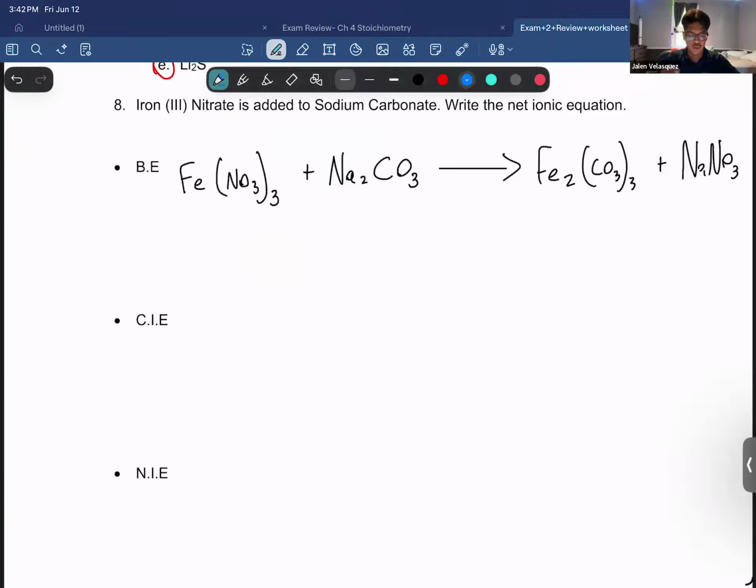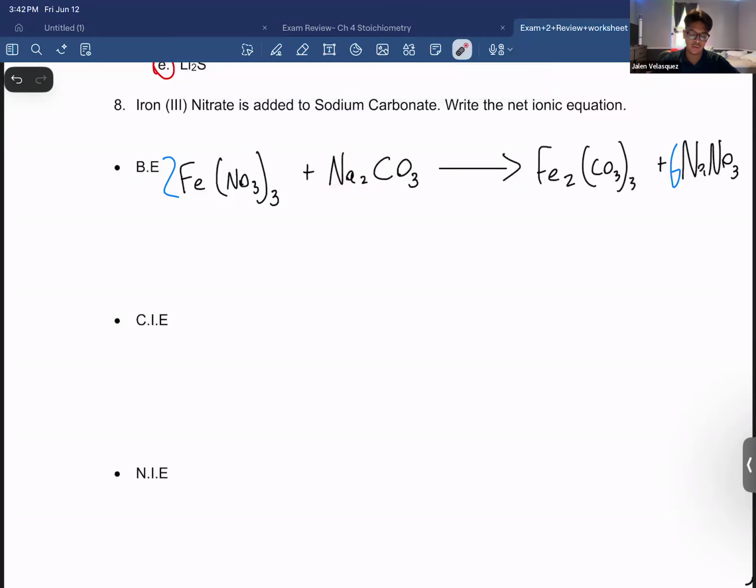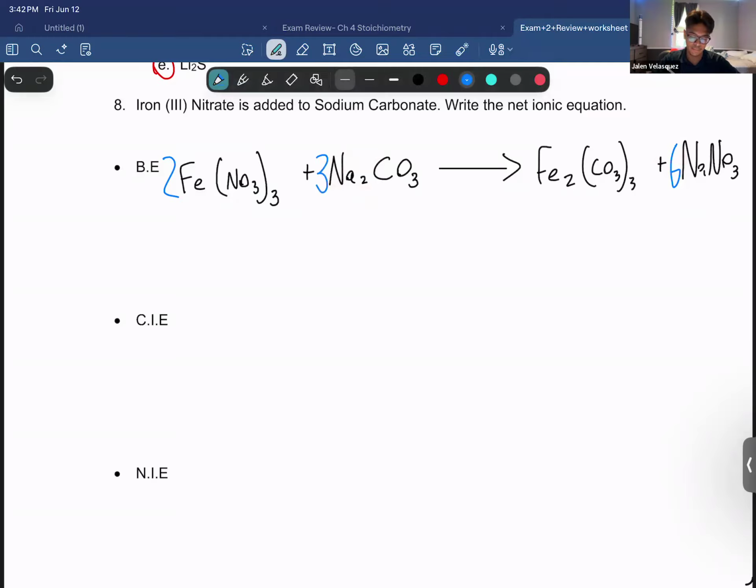So let's say if I put a 2 in front of the iron nitrate, now that gives me 6 nitrate. So I have 2 irons and now I have 6 nitrates. So let's put a 6 in front of the sodium nitrate. So I have 6 nitrates. Now I have 6 sodiums on the right side. I want to have 6 sodium on the left side, so we can put a 3 here. And now it's a balanced equation.